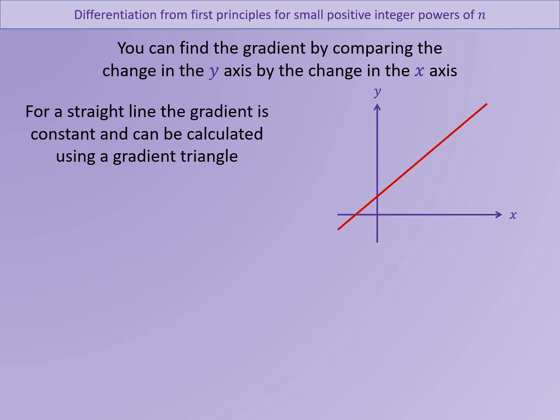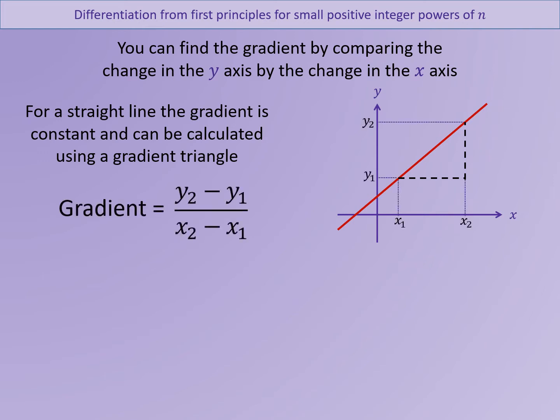We choose 2 points. Doesn't matter where we choose those 2 points because we know we're going to get the same answer every time because the gradient is constant. So here is one example of how we could find the gradient on this red line shown. The formula that we have used many times already this year is shown here.